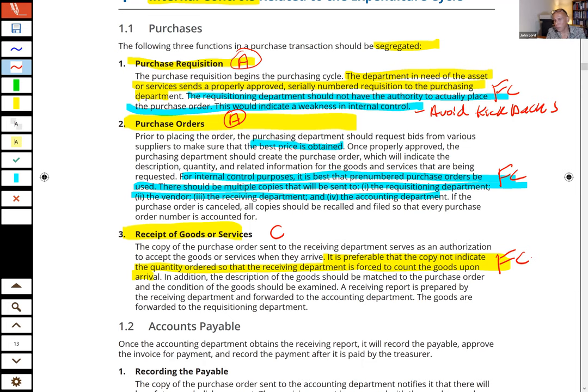So you don't want to put the amounts on the receiving department's copy of the purchase order. You make them count and fill it in.